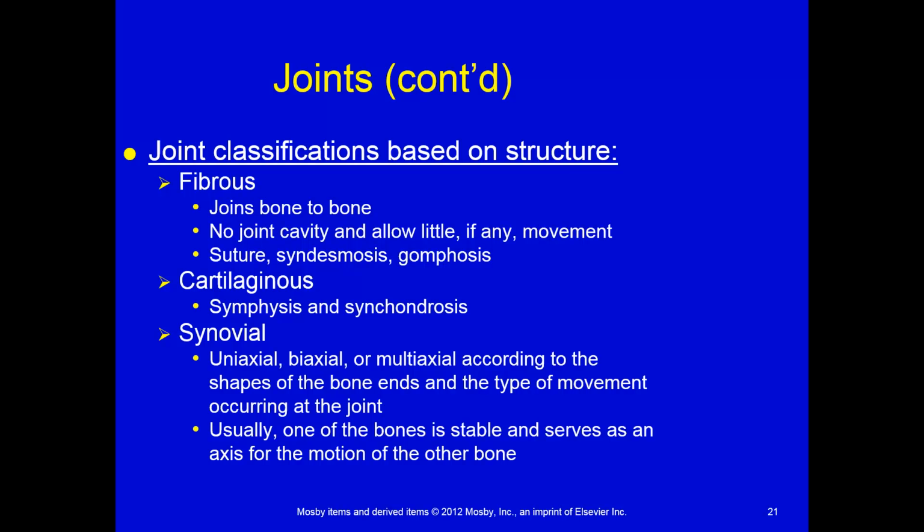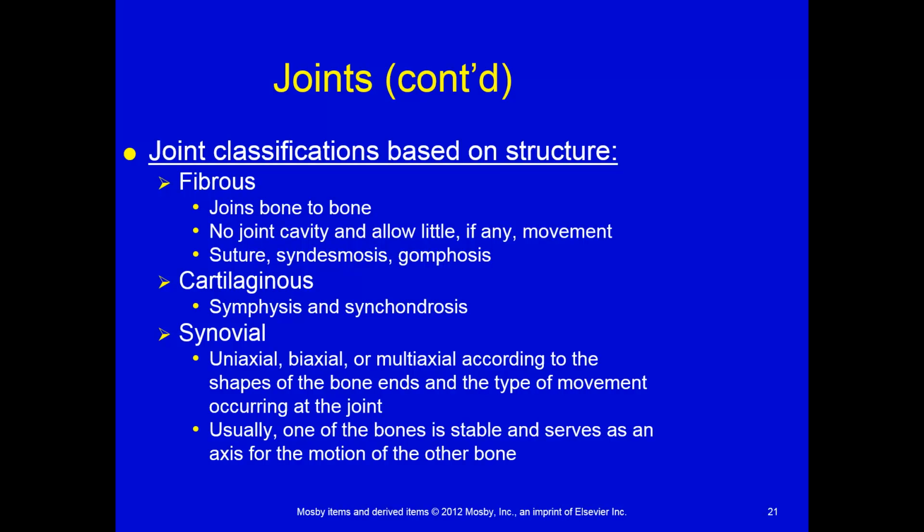And then gomphosis, this is a little bit interesting. Really the only example I can think of for this is your teeth. You don't really think about your teeth as joints, but your teeth have those little conical projections that fit down into a socket. That is gomphosis. That is a type of a gomphotic, if you will, fibrous joint.